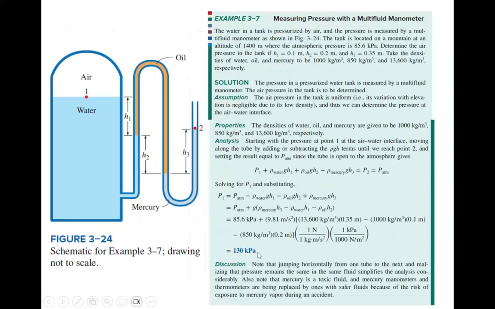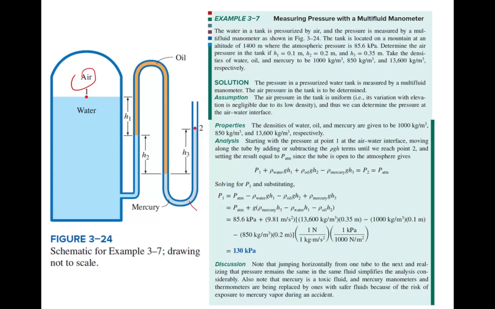Now let's look at another example which you can simply work. The water in a tank is pressurized by air. That means air in here is pressurized. And the pressure is measured by a multi-fluid manometer as shown in this figure. That means this manometer has got multi-fluid. That means one fluid here, another fluid here, mercury, oil, and so on.